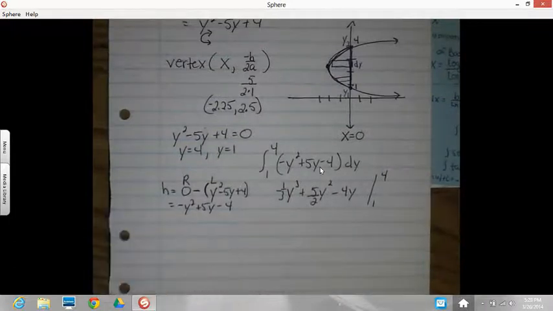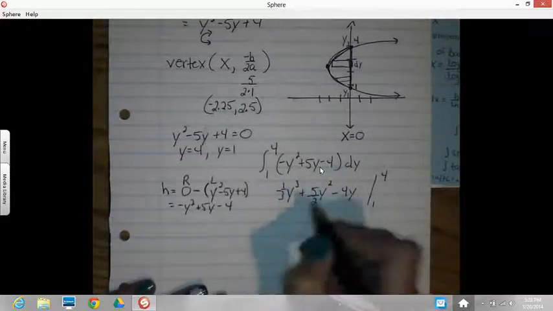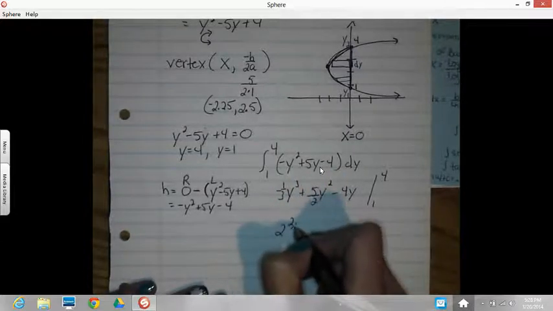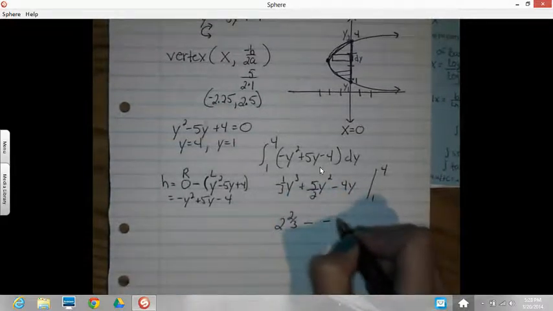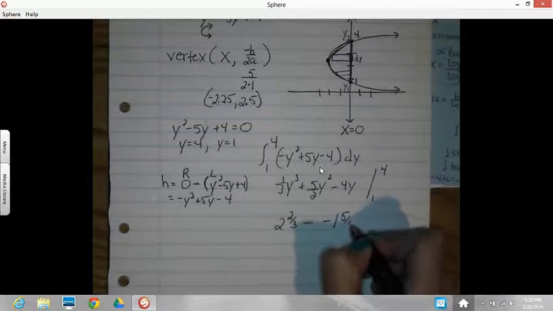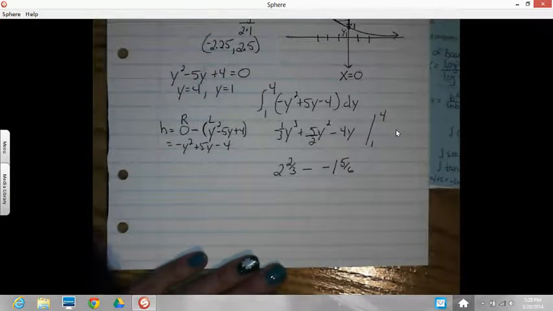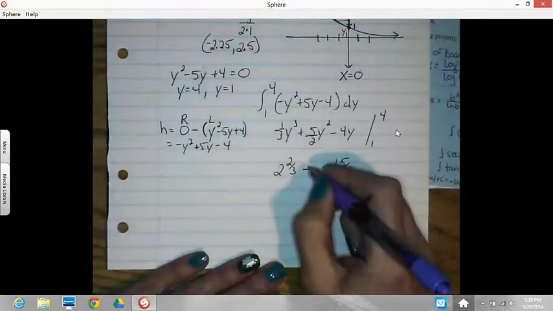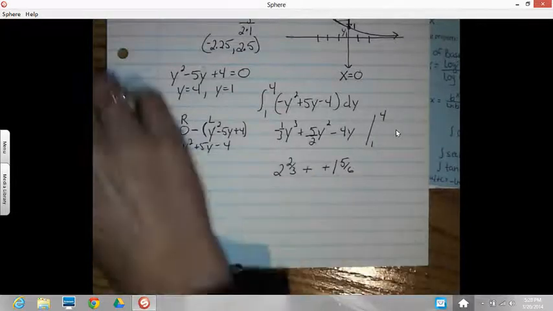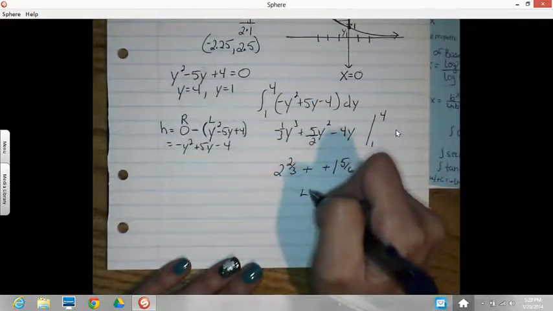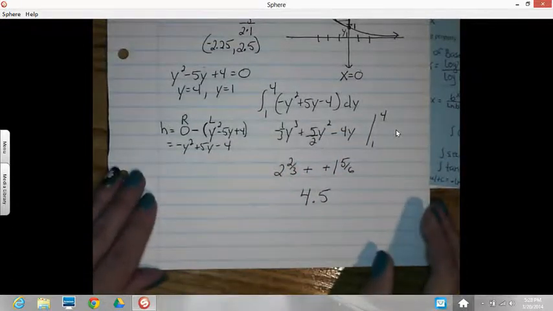If you put the 4 in here, you will get 2 2/3. Minus, putting in the 1, you will get a negative 1 5/6. This double negative catches people. But then it becomes 4 1/2. Okay, one more with something special in it.